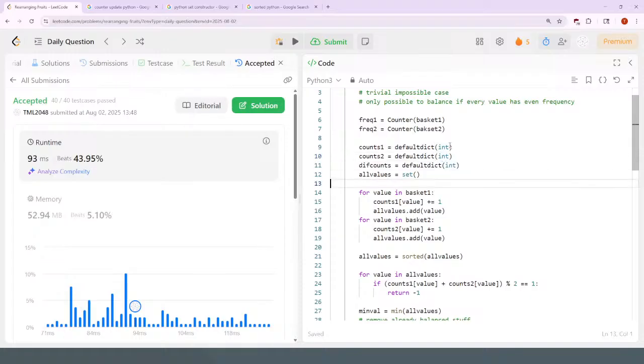And then for every value in basket 1, so all values should be just the set. The set of basket 1 updated with the set of basket 2. Okay.